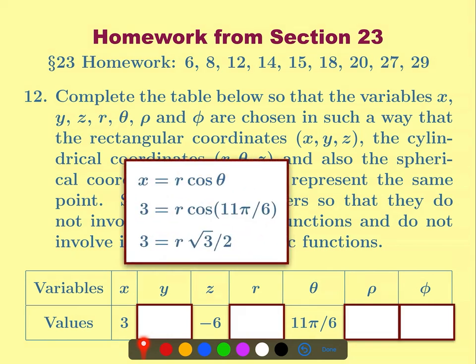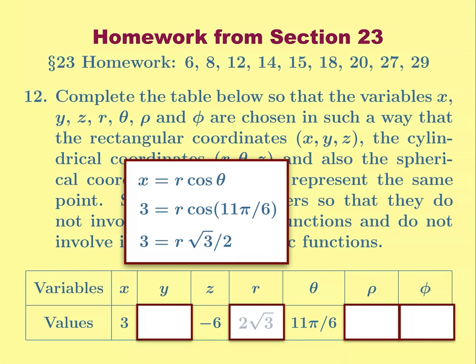So in fact, we have x is equal to r cosine of theta. I'm plugging in what we know. We know x is 3, and we know that theta is 11 pi over 6. Cosine of 11 pi over 6 is the square root of 3 over 2. You can divide by the square root of 3 here, you'll have square root of 3 on this side, and then multiply by 2. And r will be 2 root 3. So that gives us r.